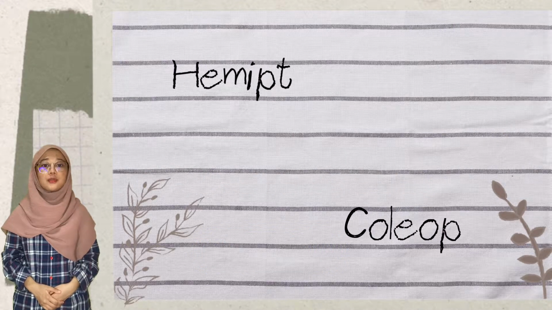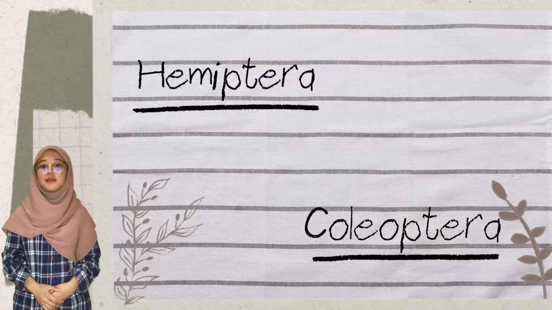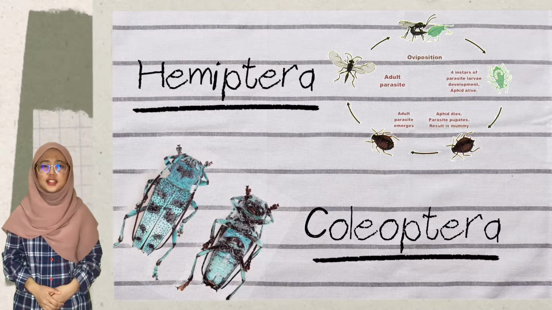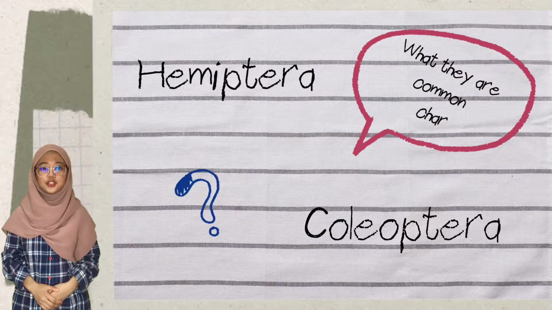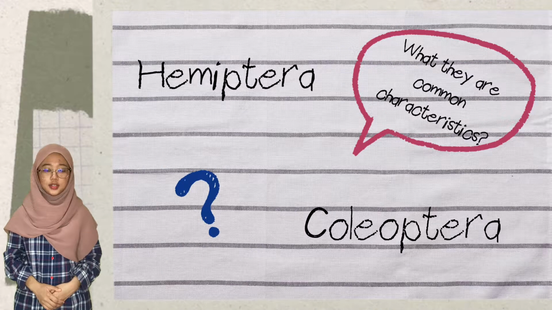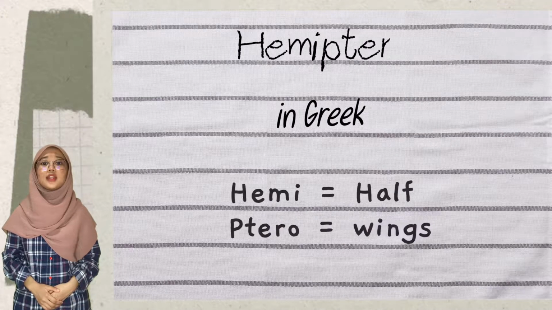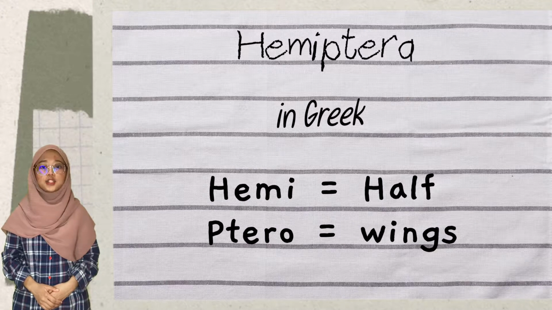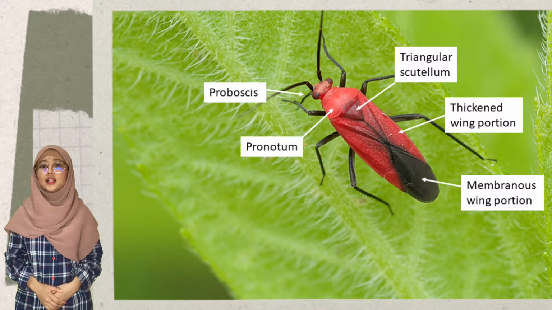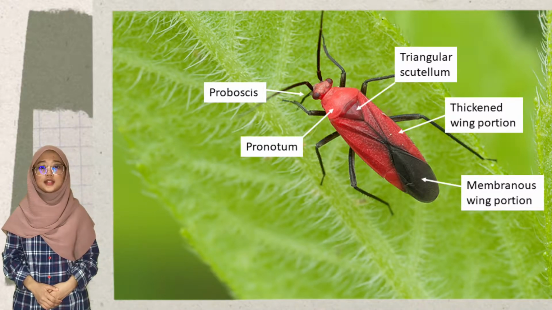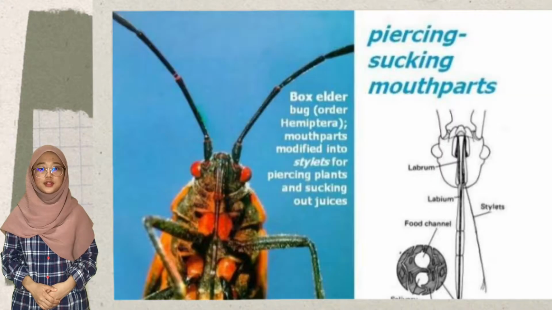I would like to brief you on insects under the orders Hemiptera and Coleoptera. In order to understand what Hemiptera and Coleoptera are, I need to talk about some of their special features or common characteristics. Hemiptera, in Greek, is divided into hemi, which means half, and ptero, which means wings. It refers to the fact that part of the first pair of wings is toughened and hard, while the rest of the first pair and the second pair are membranous.